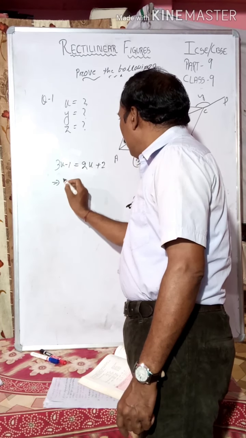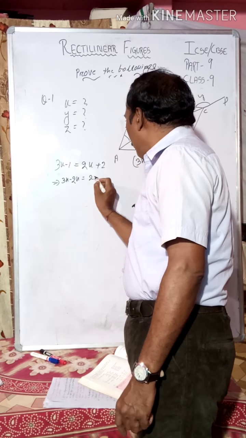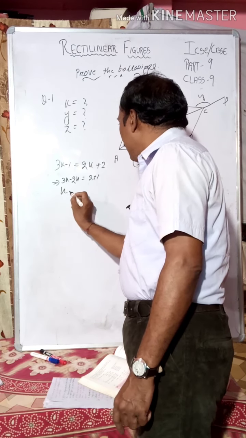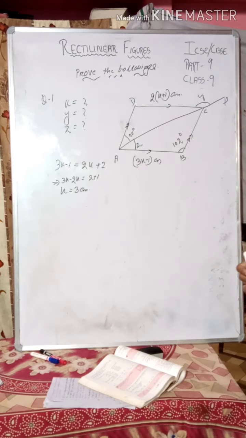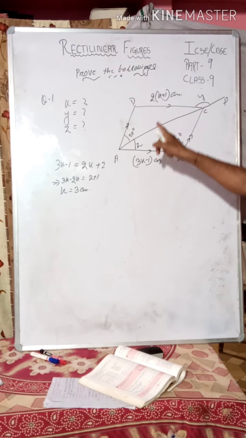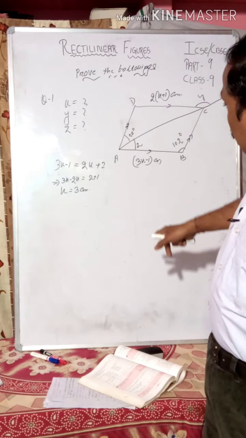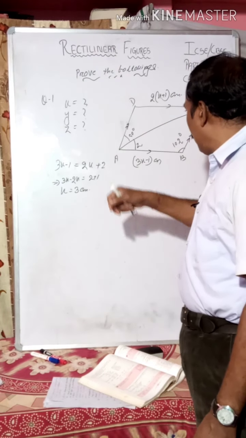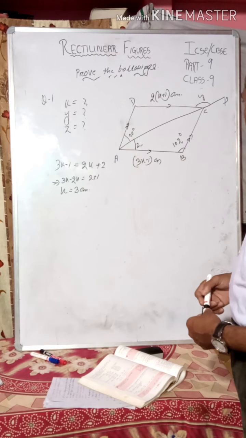This implies that 3x minus 2x is equal to 2 plus 1, which means x is equal to 3 centimeter. X is equal to 3 centimeter, not AB. AB is equal to 3 times 3 is 9, minus 1, 8 centimeter. So x is equal to 3 centimeter. Then what is the value of y and what is the value of z?